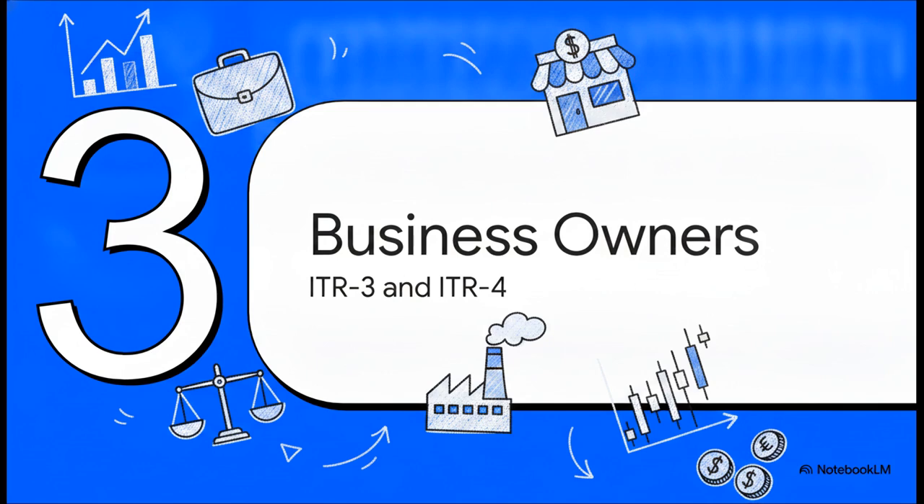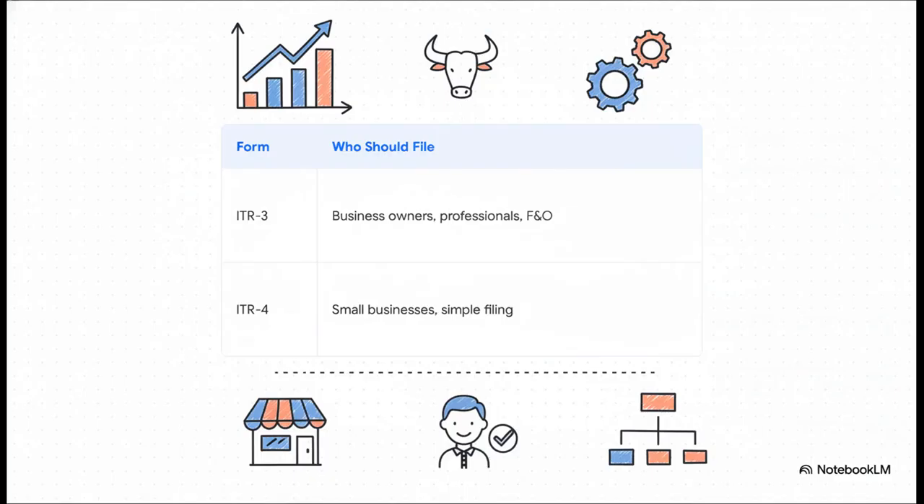Okay, Section 3, Forms for Business Owners. So within the business and trading world, there's a very distinct divide. For the heavy lifting, we've got ITR3. If you're a business owner, a working professional, a partner in a firm, or you're heavily involved in complex market moves, like futures and options or intraday trading, ITR3 is custom built to handle that kind of variable income.